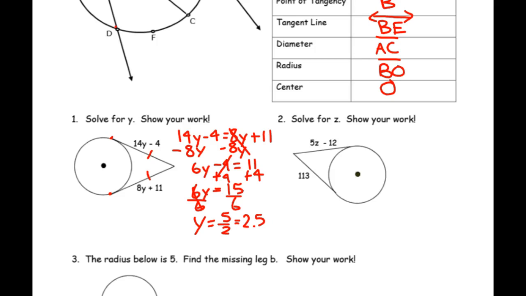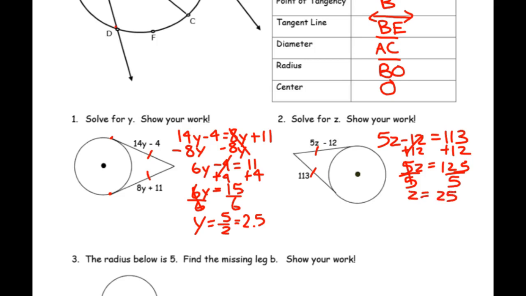On number 2, solve for z, show your work. Same thing. If there are 2 tangent lines that intersect, they are congruent segments. 5z minus 12 equals 113. Get rid of the loner, adding 12 to both sides. 5z equals 125. And then you divide by 5. And you get z equals 25.